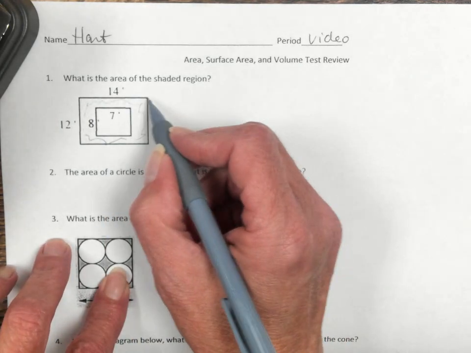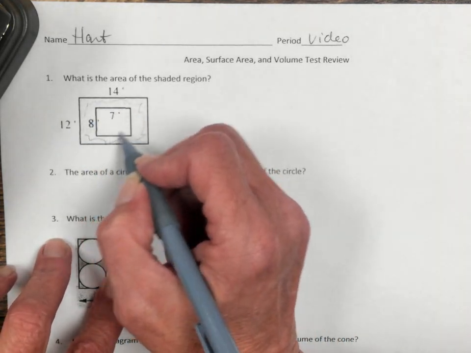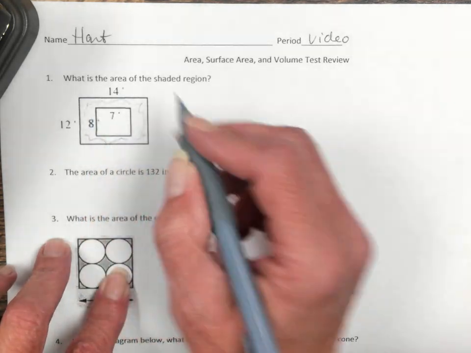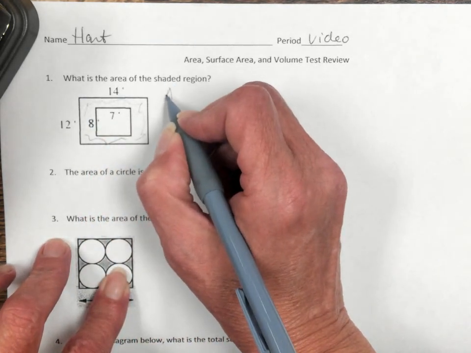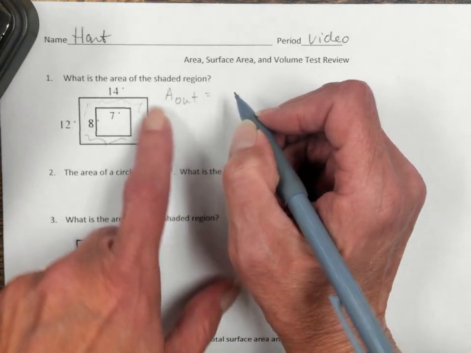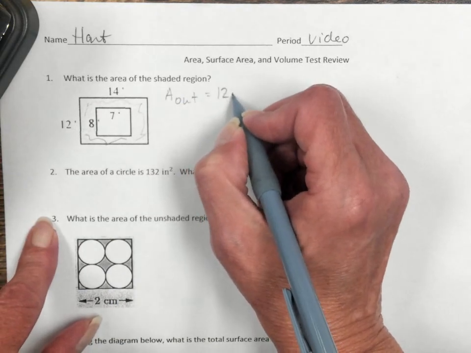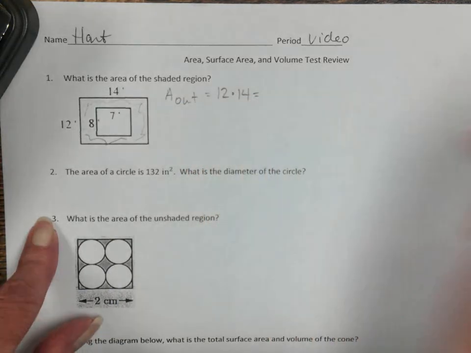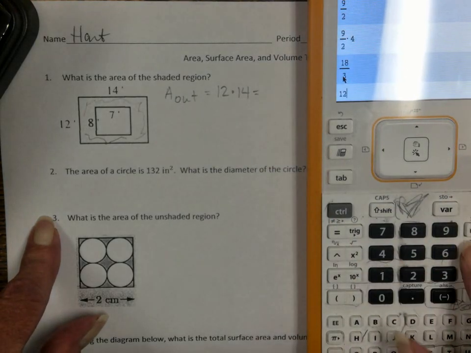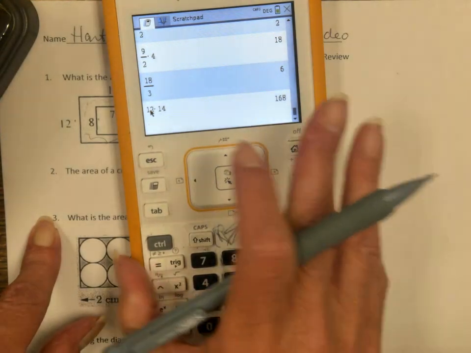So what I'm going to do is take the area of the large shape, subtract off the area of the inner shape. That will give me the leftover part that is shaded. So I'm going to write area of outer equals, it's a rectangle, so length times width, 12 times 14. And when I go to my calculator, 12 times 14 gives me 168.